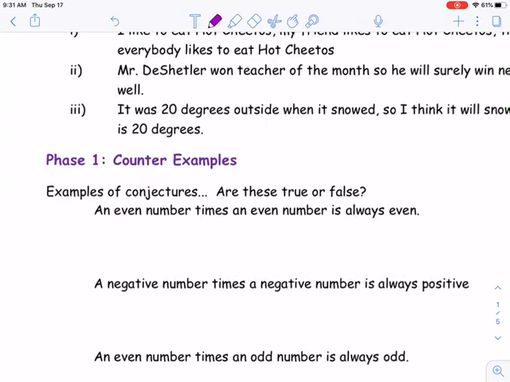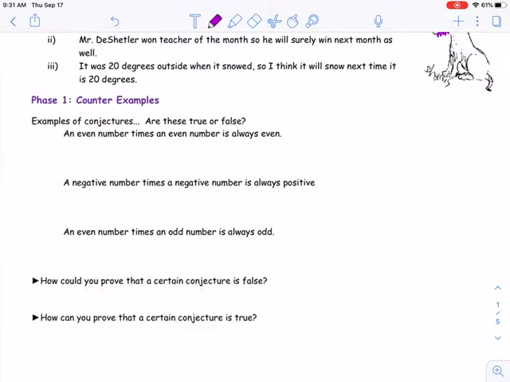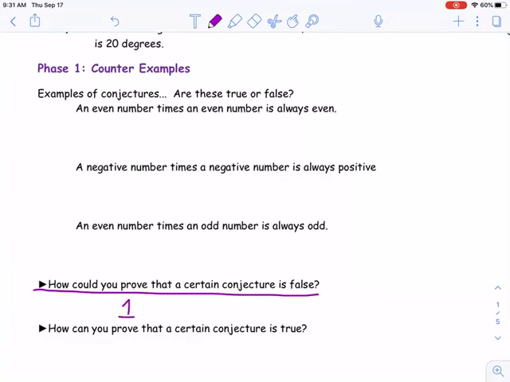Examples of conjectures. Are these true or false? So first off, let's actually jump down here. How do you prove that a certain conjecture is false? You just need one counterexample.